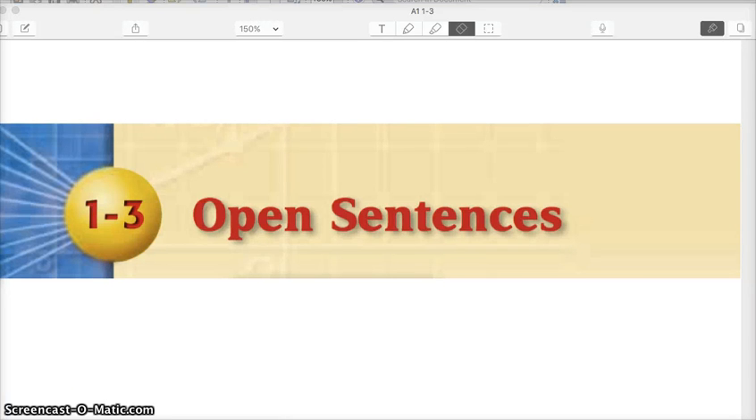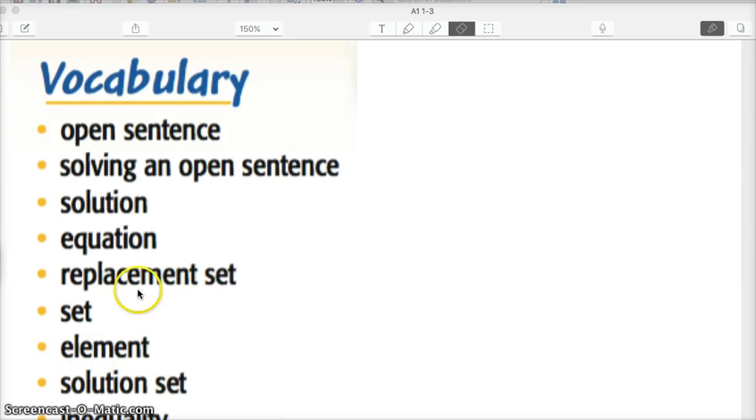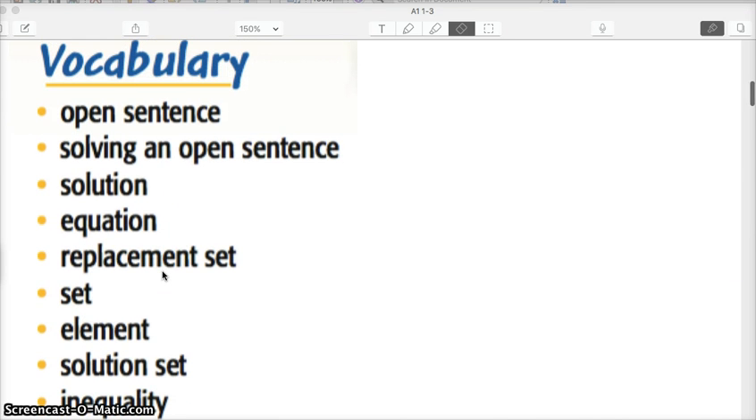All right, Algebra 1, here we are in section 1.3. We're going to talk about open sentences today. Let's take a look at some vocabulary. Our vocabulary list today looks kind of long, but it's not that big of a deal. It's not that long at all.